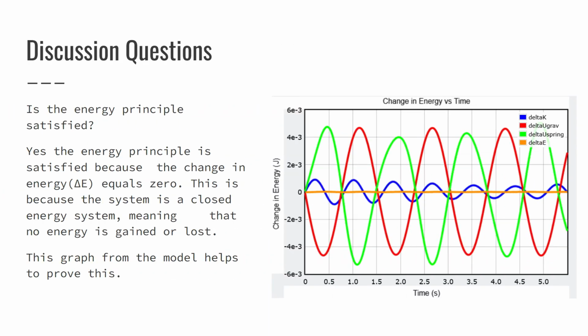Discussion questions. Is the energy principle satisfied? Yes, the energy principle is satisfied because the change in energy, delta E, equals zero. This is because the system is a closed energy system, meaning that no energy is gained or lost. Now, this graph from the computational model helps us prove this.